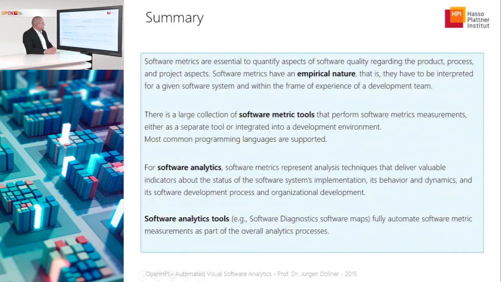Yeah, this concludes this part. Let us summarize the key findings about software metrics. Software metrics are essential to quantify aspects of software quality regarding the product, process, and project aspects. Software metrics have an empirical nature, that is, they have to be interpreted for a given software system and within the frame of experience of a developer team.